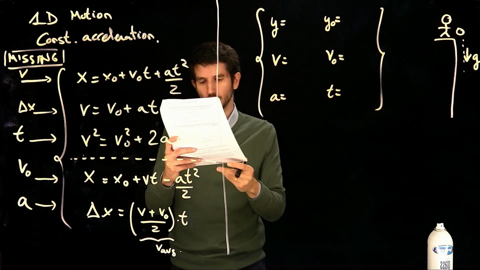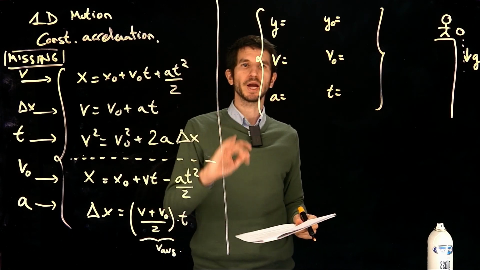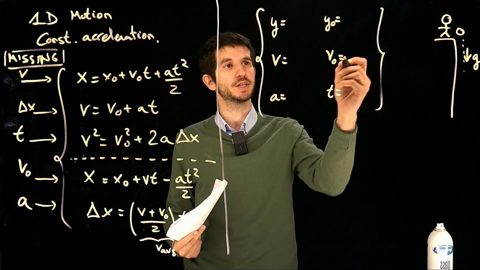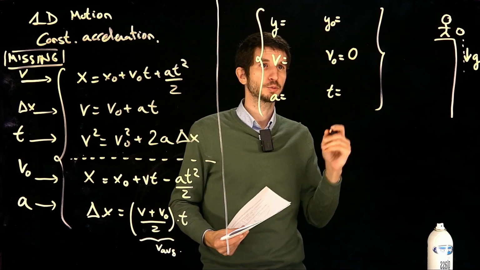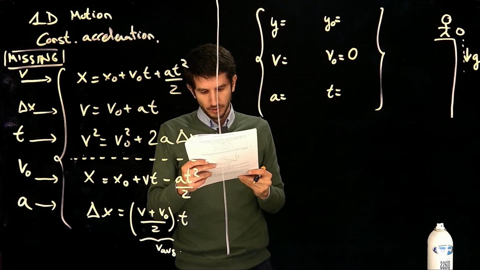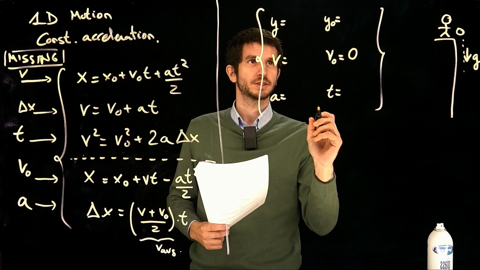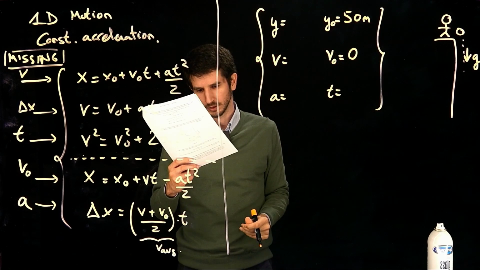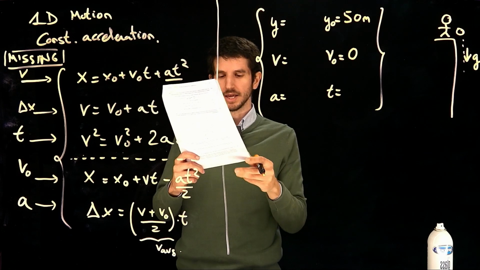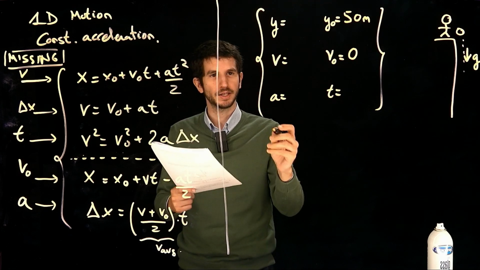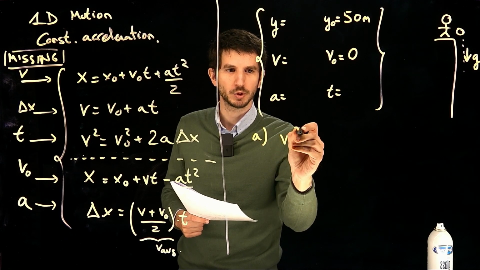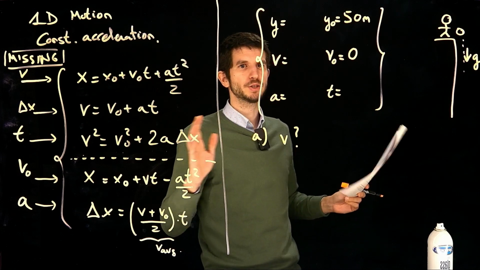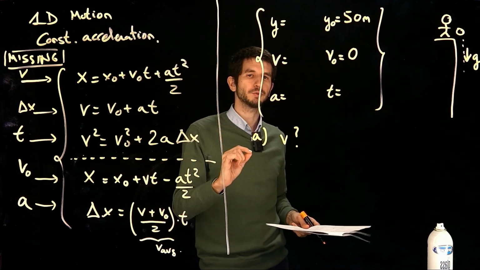So the object is dropped from rest, and here we have to stop and realize that if it's dropped from rest, they're telling us that the initial velocity is 0. From a height of 50 meters, so the initial height is 50 meters from the ground, and we want to know the speed just before it hits the ground. So we want to know the velocity at the ground. Now it might seem like we only have two pieces of information. This looks very difficult, but in reality we have more.